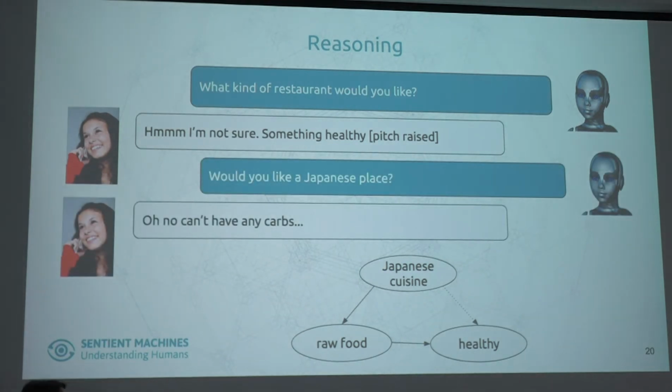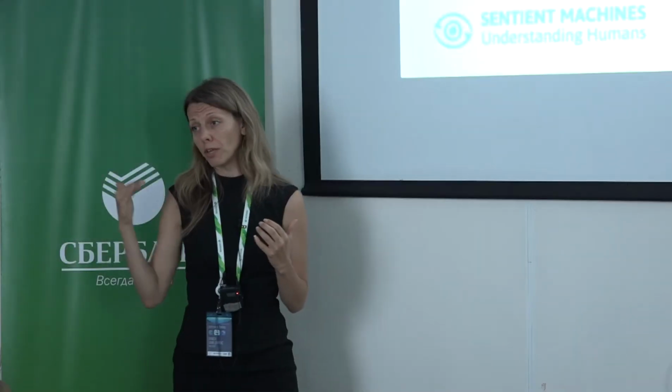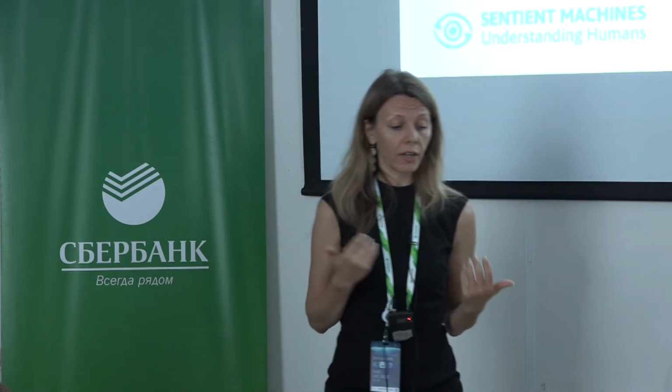If the bot plays that back, the user might now say, "Well, I can't have any carbs." So the problem is not solved. The bot now needs to go and find the information about the menu and see if there are carbs in it, and maybe try to find some other option or alternative for healthy.